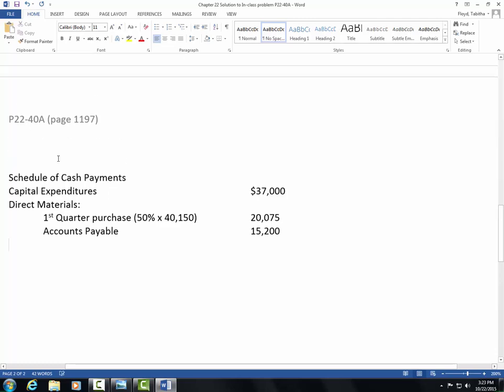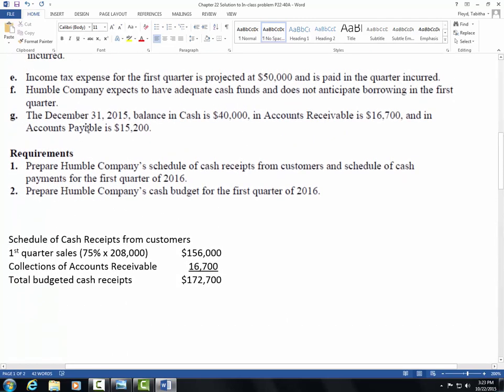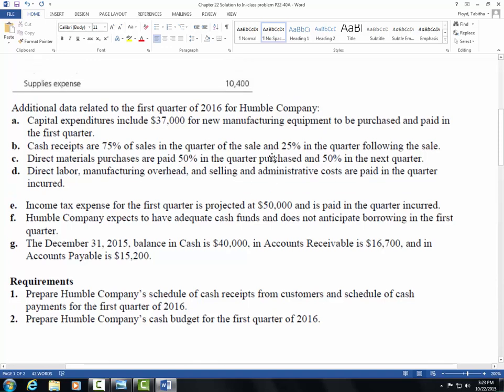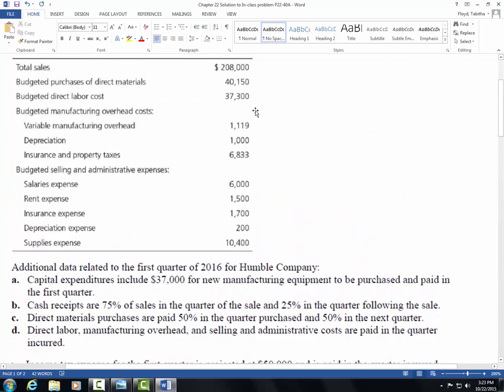All right, so that's finished direct materials. And that is most likely, it doesn't tell us for sure that accounts payable is for direct materials, but it's most likely for direct materials because our direct labor, manufacturing overhead, and selling and administrative costs are all paid for in the quarter that we incur those. So the only thing that we're purchasing that we're not paying for in the same quarter is direct materials. That's why I put that accounts payable with the direct materials. Now we can do direct labor, manufacturing overhead, and selling and administrative cost. All those are in this chart.